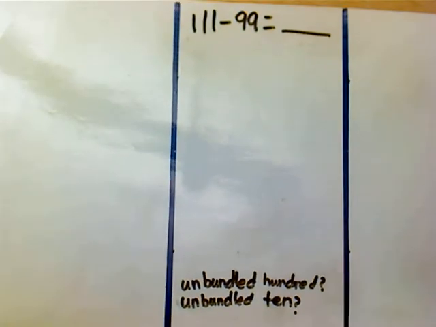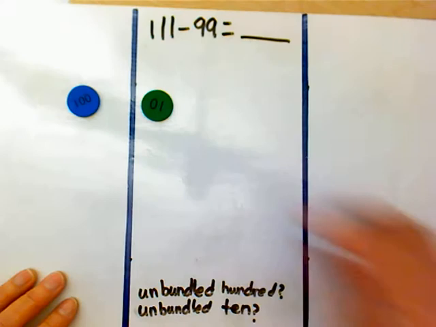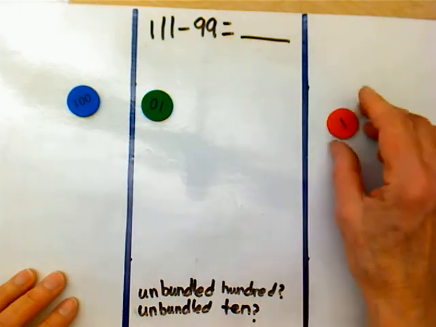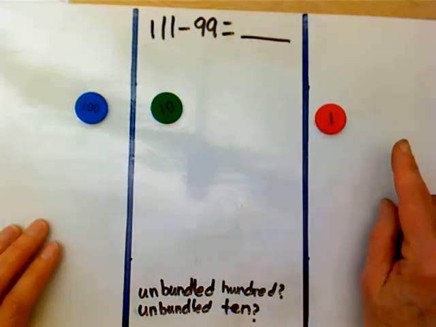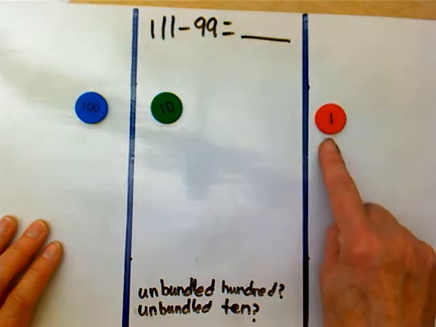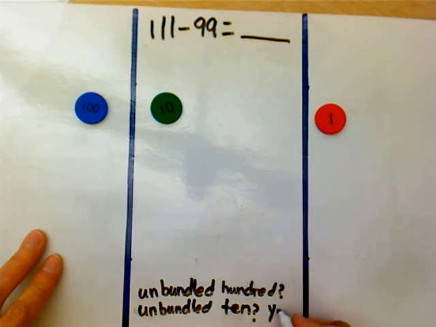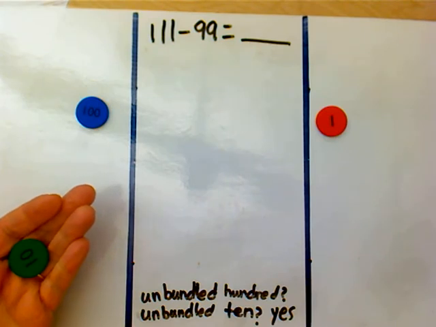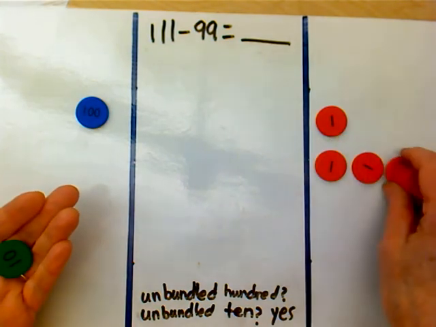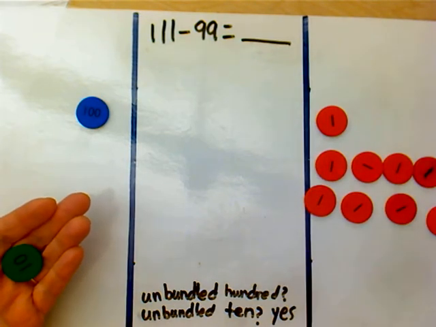So I am, like yesterday, going to start with my whole, which is 111. Just like we did yesterday, I'm going to ask the question, can I take 9 ones away from 1 one? The answer is no. I am going to have to unbundle a 10. So here goes that unbundling of the 10. I'm going to hold that in my hand and put down 10 ones. 1, 2, 3, 4, 5, 6, 7, 8, 9, and 10.